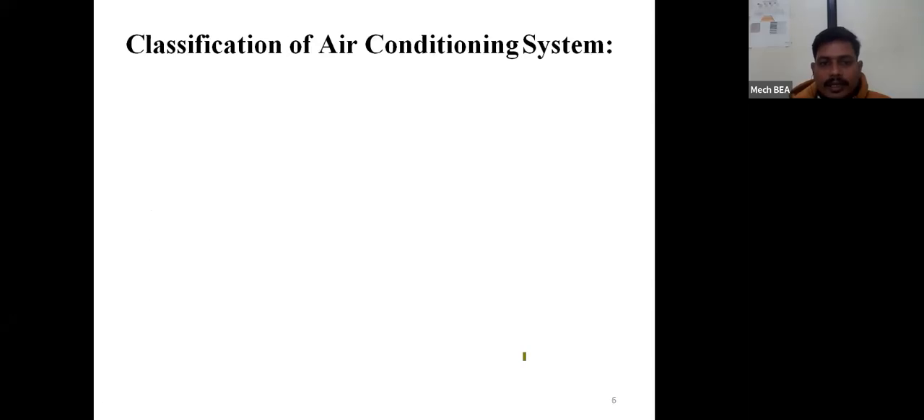Now after the definition of air conditioning system, there will be various types of air conditioning system, and the classification of those various types is made depending upon various parameters. Out of that, the first parameter on the basis of which the classification is made is called based on way of air cooling.